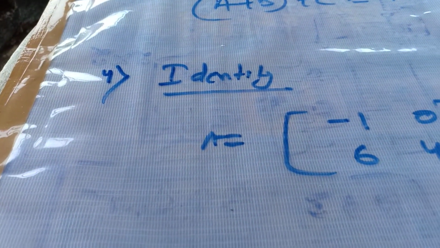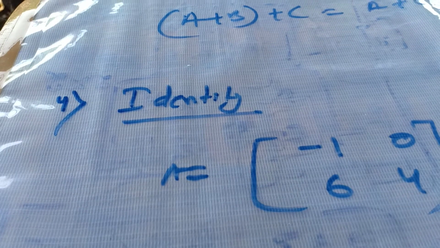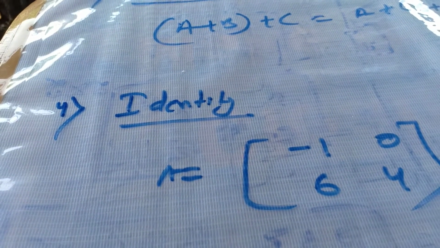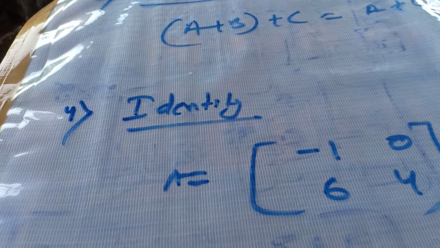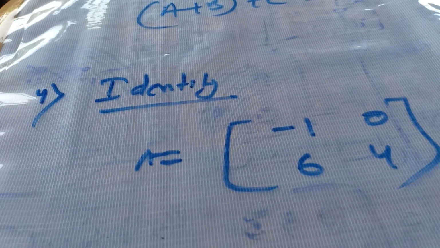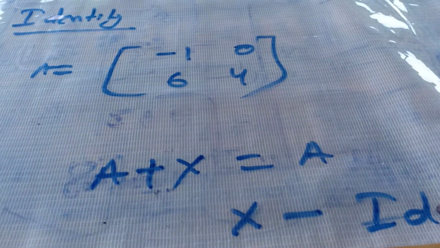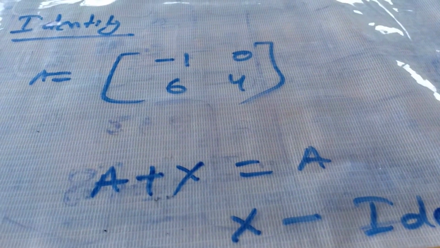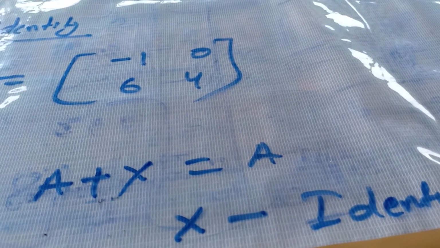Let us say A plus some matrix, let me name it X, is equal to again A only. Then X is called the identity matrix of A. Because what is that? Let us check.